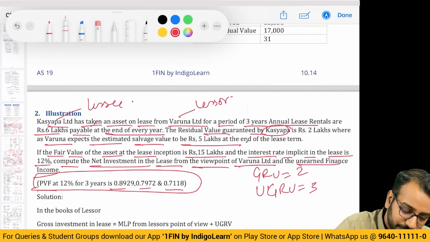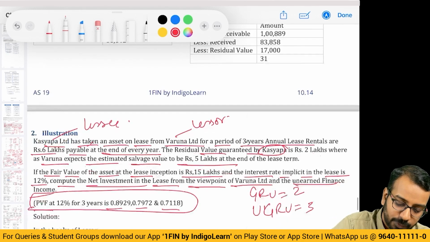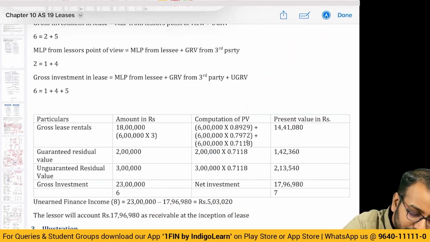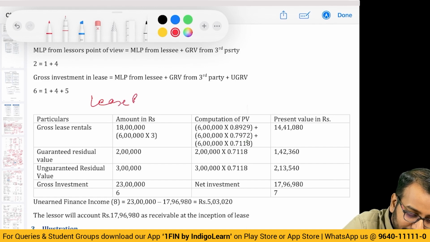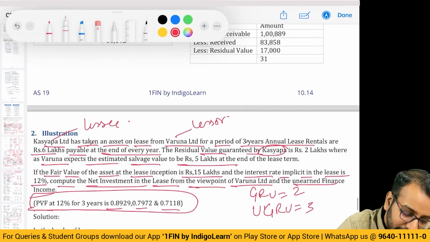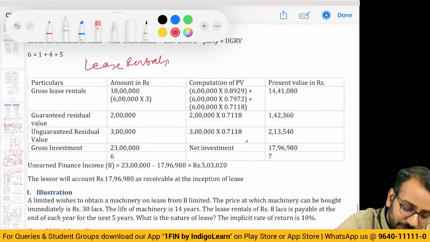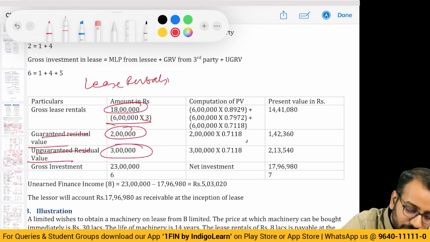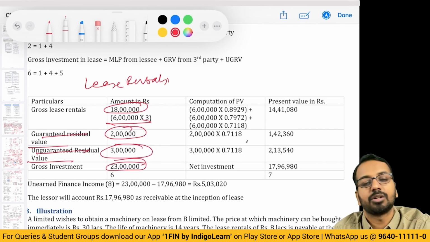Now, as far as the gross investment in lease is concerned, what is it? One is the lease rental. What is the lease rental? 6 lakhs payable at the end of every year. So, 6 lakhs into 3, 18 lakhs. That is the lease rental. Then, guaranteed residual value, 2 lakhs. Unguaranteed residual value, 3 lakhs. Total gross investment is 23 lakhs.